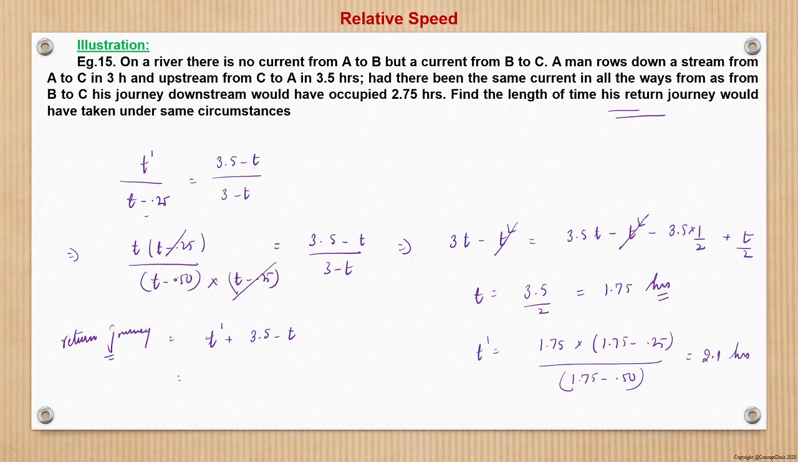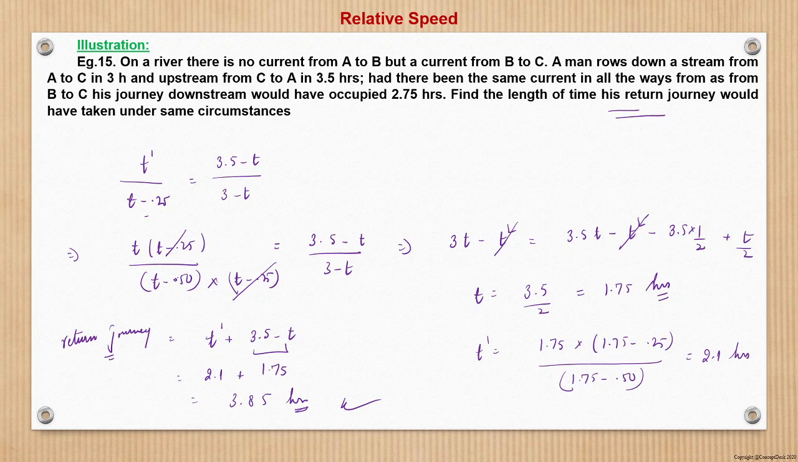2.1 hours. Right. And the second part, 3.5 minus t. So 3.5 minus 1.75 is 1.75, and here it is 2.1. If we add these two, we get 3.85 hours. So the total return journey is 3.85 hours. That is the answer to this question.